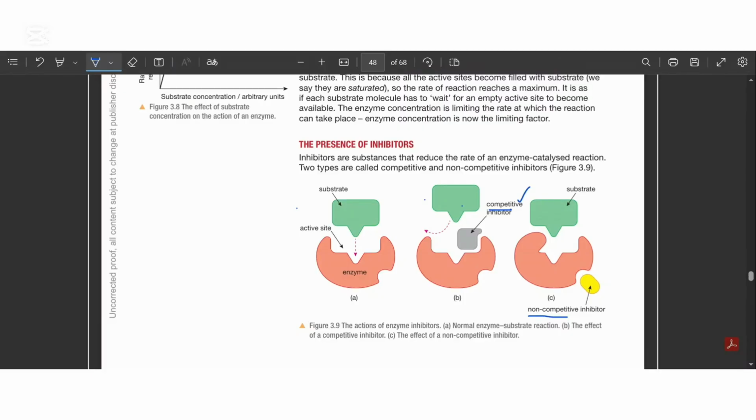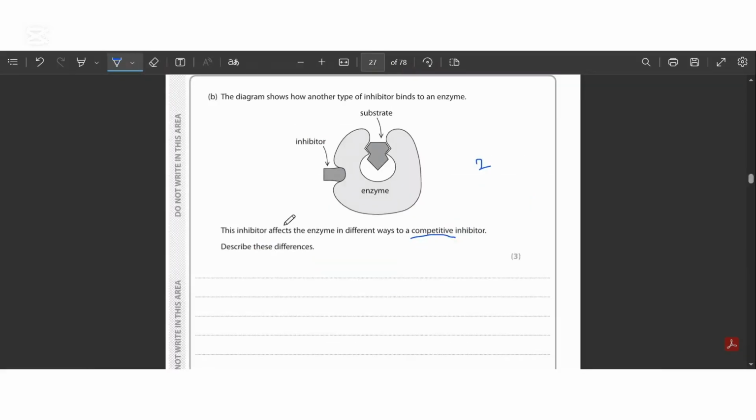Back to the question. As you can see, it said that the inhibitor affects the enzyme in different ways compared to the competitive inhibitor. Describe these differences. So as you can see, this inhibitor directly changes the substrate, I mean the active site, so that the substrate can no longer fit anymore. It cannot work anymore. All right, and for the competitive inhibitor, what it did is that the inhibitor was going to come and settle down somewhere on the active site because it has the same shape.